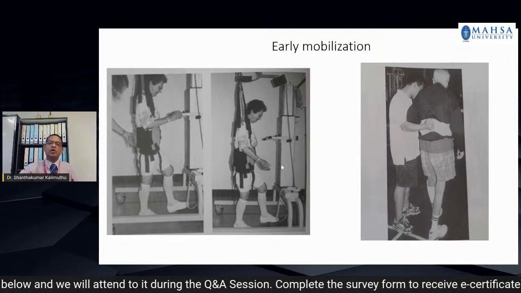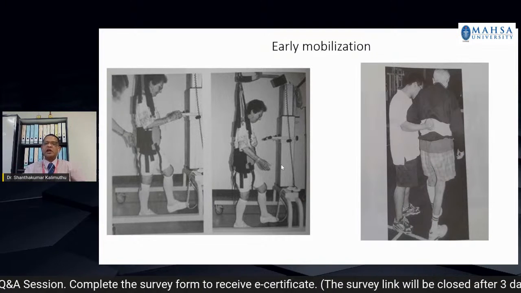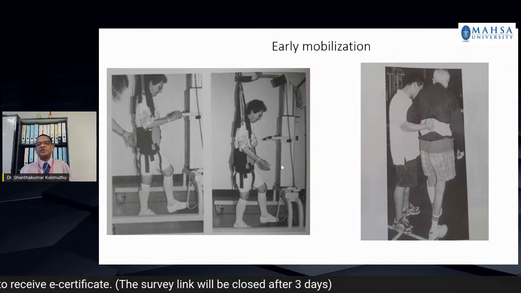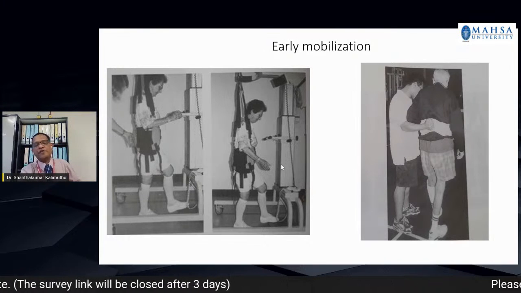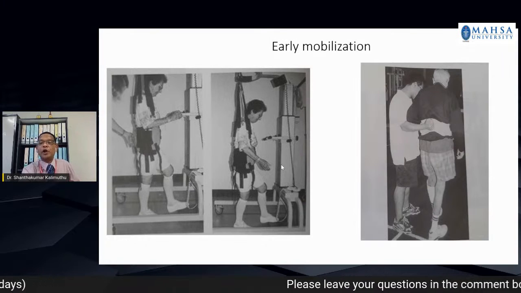Now you can use a belt like this. You can fix it at the lower trunk, and you can make the patient walk. Now you are not going to restrict the patient's weight shift to the affected and then to the unaffected extremity, and he is going to do a normal walk with this type of belt.